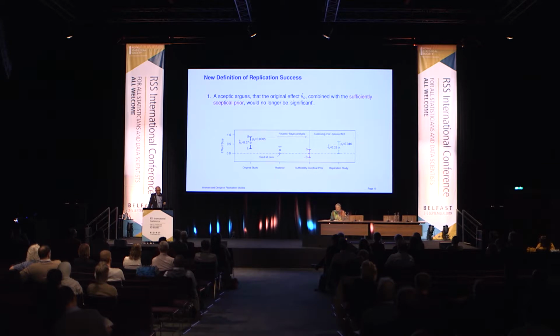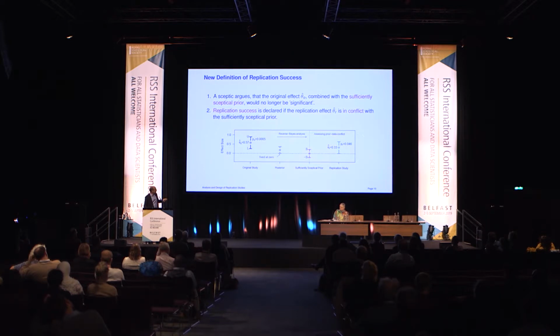So that's step number 1 of my new definition of replication success. So think about it as there's a skeptic who argues that the original effect combined with this sufficiently skeptical prior would no longer be significant, right? Now, step number 2 is the following, right? So now we do a replication study, which you see here in green. And if that replication study is in conflict with a sufficiently skeptical prior, then I declare replication success, right? So then basically we have shown that the sufficiently skeptical prior is unrealistic because I've done a replication study and it's in conflict with that prior, right?